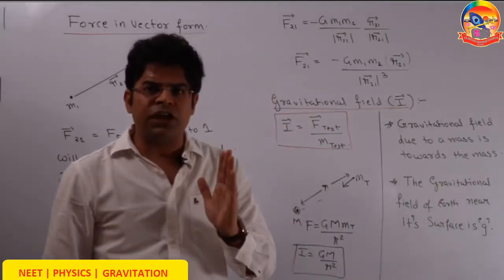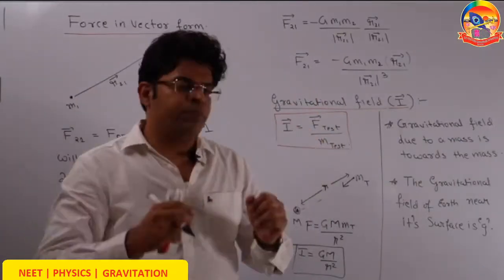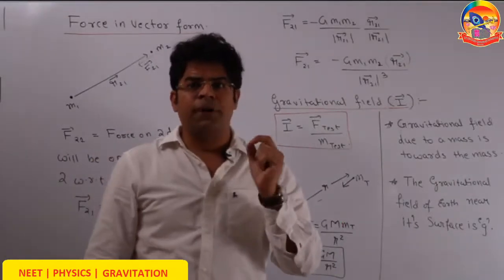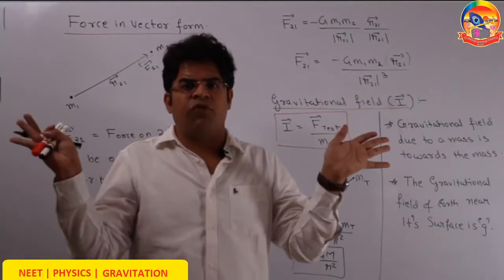A positive charge produces an electric field away from it. A negative charge produces an electric field towards it. While in the case of gravitational field, a mass always produces a gravitational field towards itself. It never produces a gravitational field away from it.